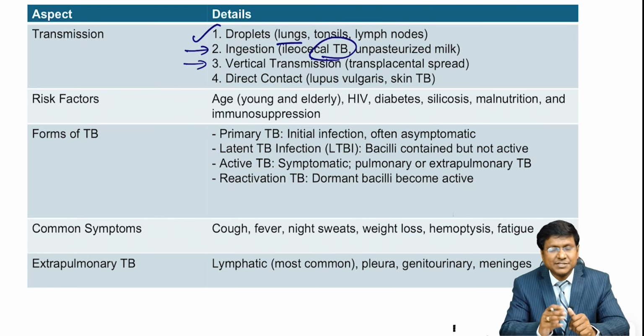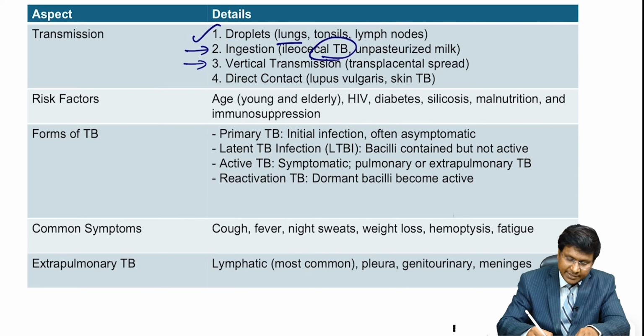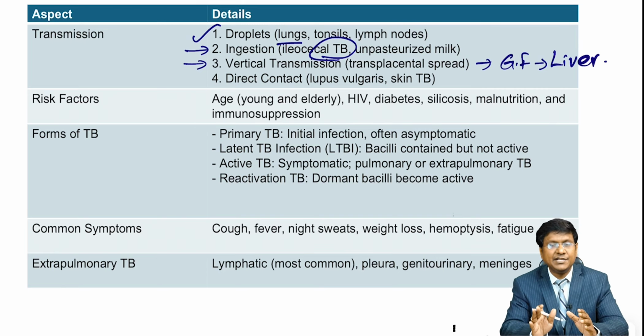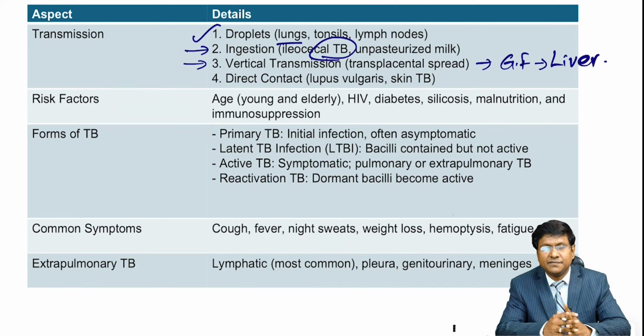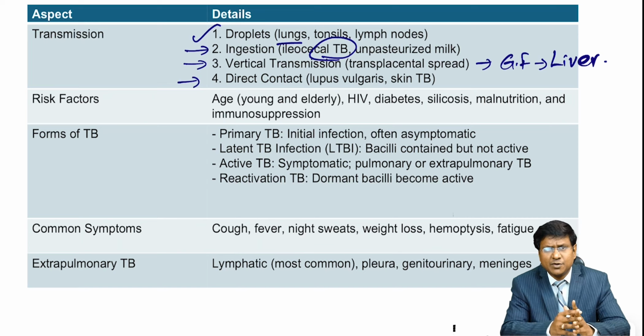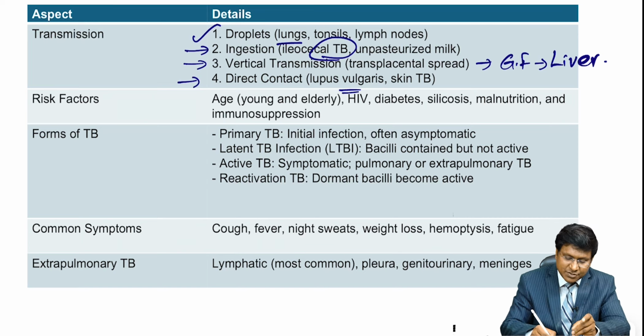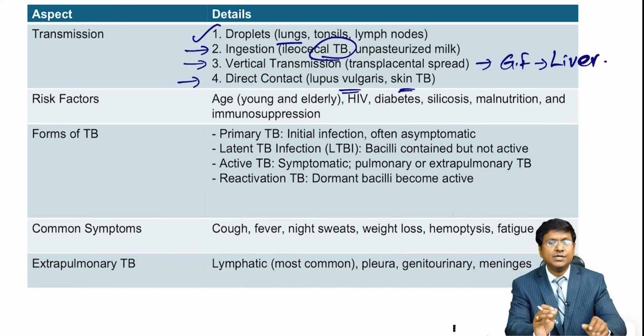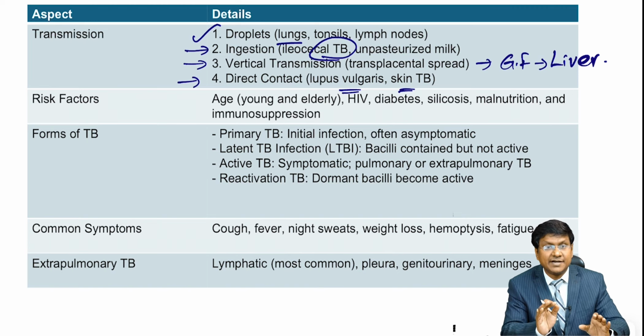Then vertical transmission, the transmission can also occur from mother to fetus, and the Ghon's focus in the fetus is mainly formed in the liver, right? The earliest or initial formation of the Ghon's focus will be in the liver of the fetus, because if you take the fetal circulation, first it will go to the liver. Next is by direct contact, and that we call lupus vulgaris or the skin tuberculosis. So these are the four ways by which the transmission of tuberculosis can occur.